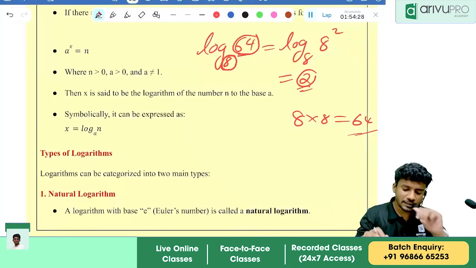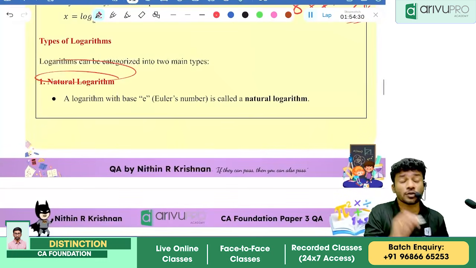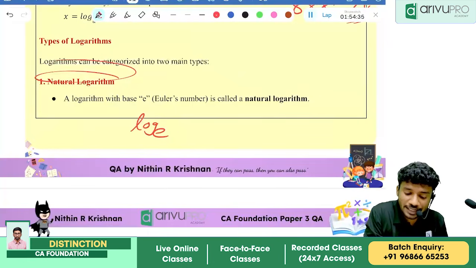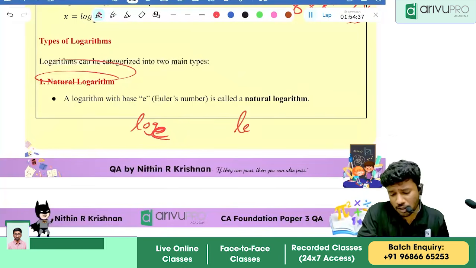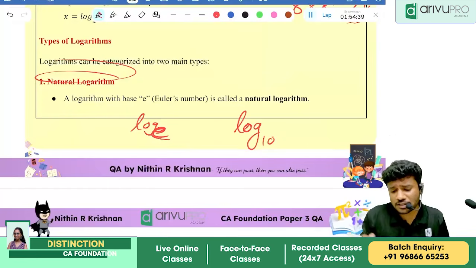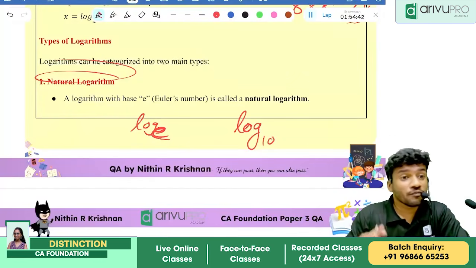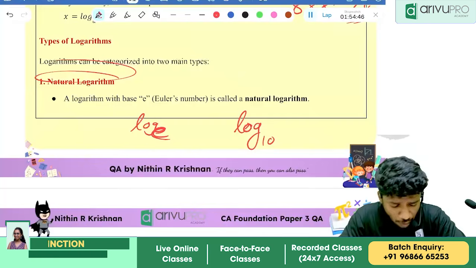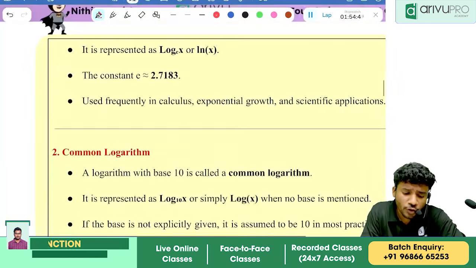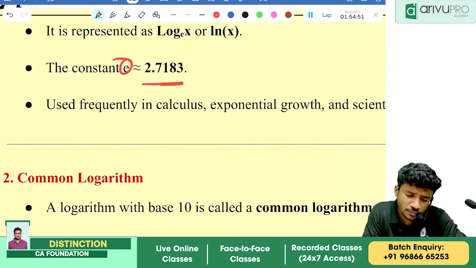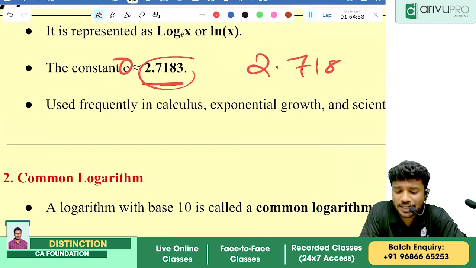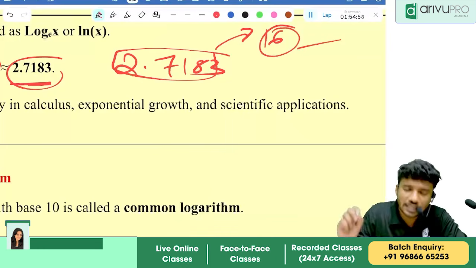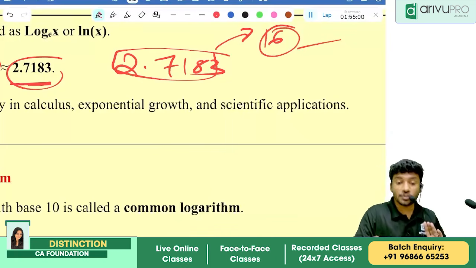Now, there are types of logarithm. One is natural logarithm, where the base is E. Then the normal one, whatever we regularly use, is when the base is 10. Now my first question to you is, do you know the value of E? E is 2.7183. We require this in chapter number 16. E is required in Poisson distribution.